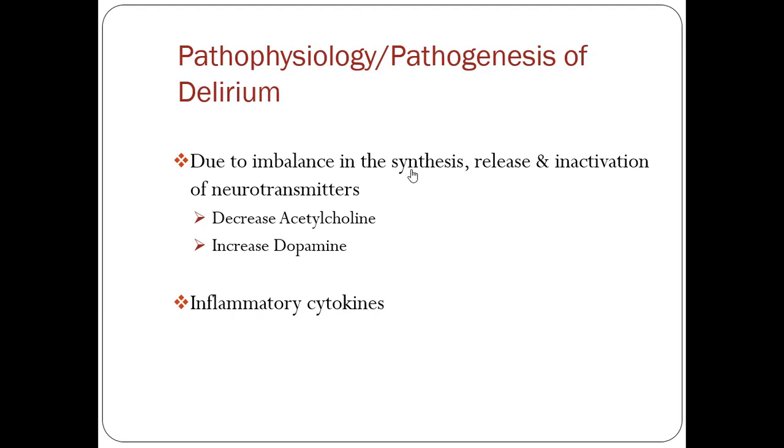The second theory is about inflammatory cytokines in the brain. Critical illness or any acute infection can cause increased cytokines in the human body, in the circulation, especially interleukin 6 and tumor necrosis factor. All these increased cytokines also affect the functioning of the brain, leading to delirium.